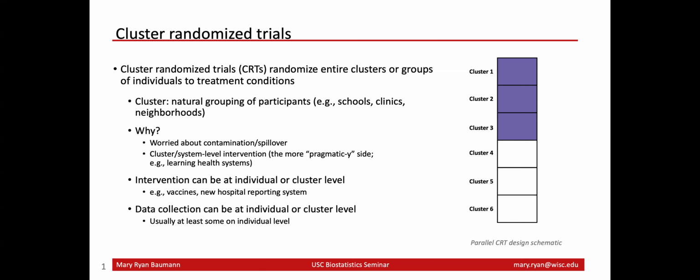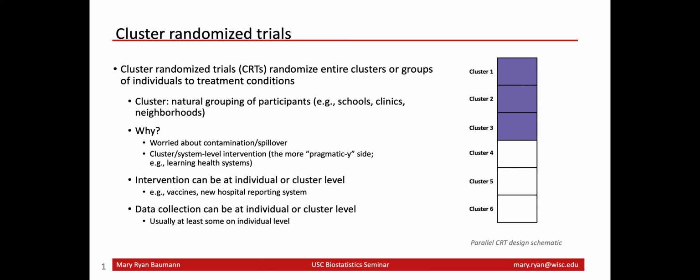Some of the reasons why you might conduct a cluster randomized trial is first, you might be worried about what we call contamination or spillover effects. So if you're worried about interaction between individuals in different treatment arms, and if you believe that you have two clusters that do not interact with each other much, you can randomize an entire cluster to a single treatment condition and hope to isolate the interaction between those treatment groups.